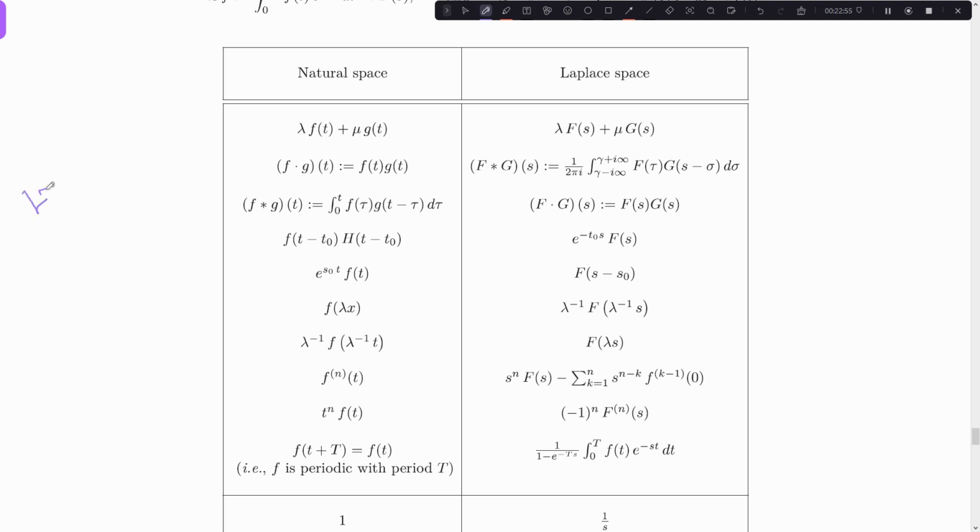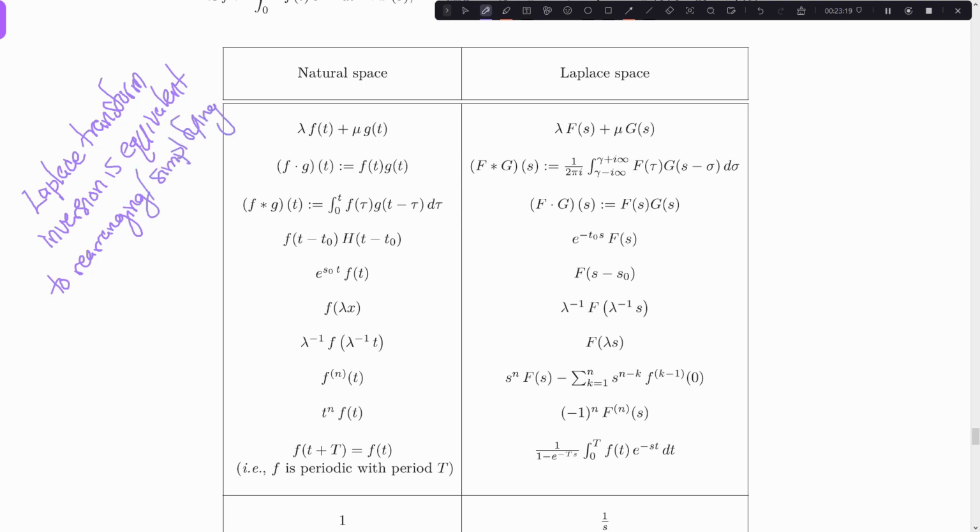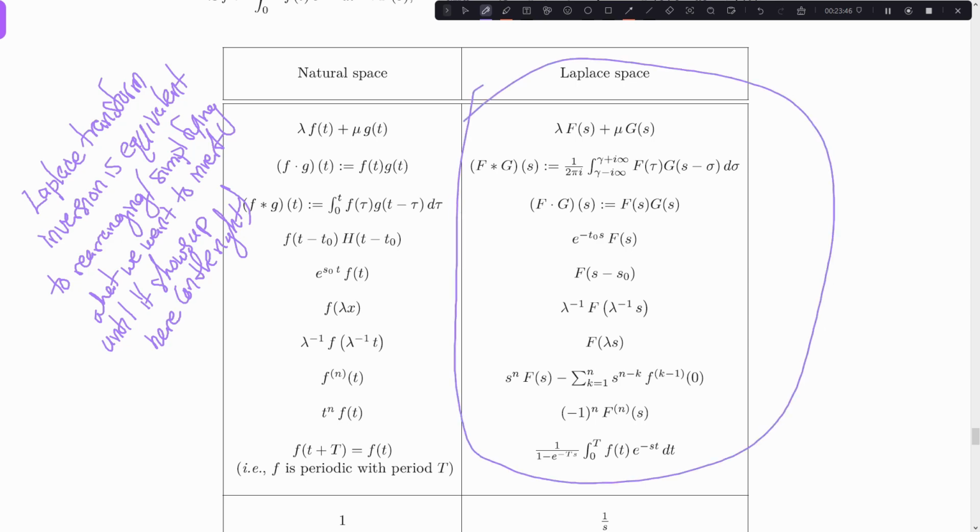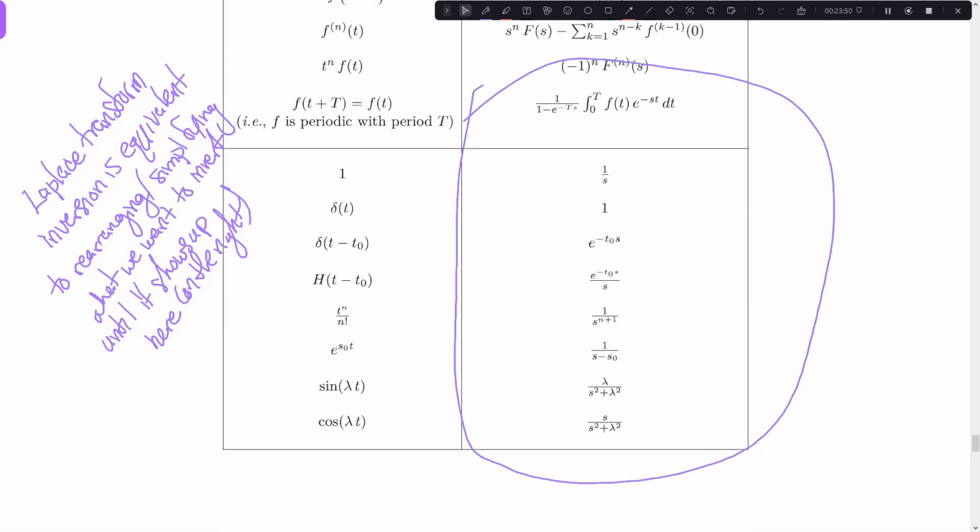So I'll say this on the side. Laplace transform inversion is equivalent to rearranging and simplifying what we want to invert until it shows up here on the right. So that's what we're going to do. That's how we're going to invert things. We're going to take some function and manipulate it until it shows up as maybe some combination of those, or if I scroll down, maybe some combination of those.